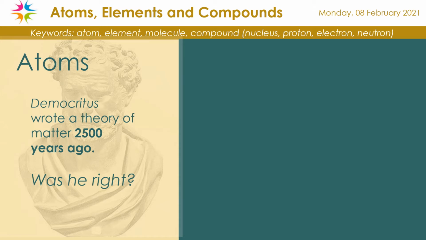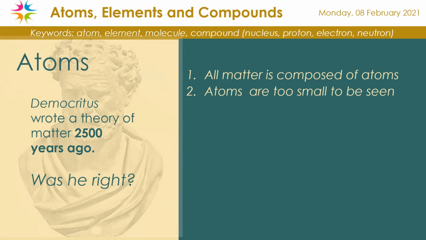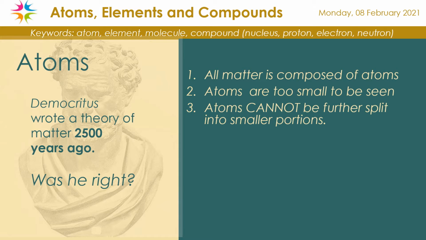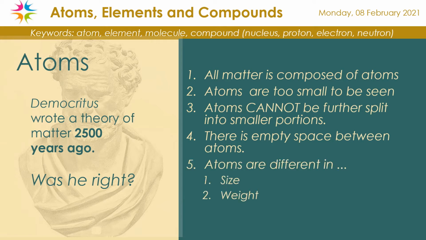One of the things that has amazed me from history is that Democritus was a Greek philosopher, which is what they called scientists, 2,500 years ago, and he had a theory of matter. And this is what he said for his theory. All matter is made of atoms. Atoms are too small to be seen. Atoms cannot be further split into smaller portions. That is something for you to think about, whether he got that right or wrong, or almost right. He said there is empty space between atoms, and atoms are different in size and different in weight.